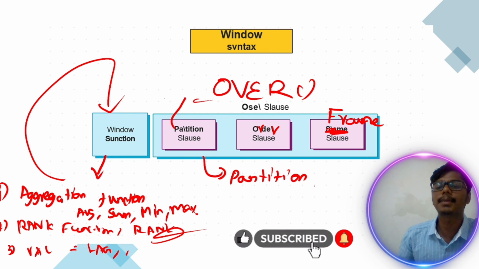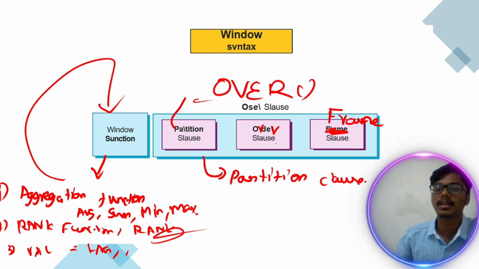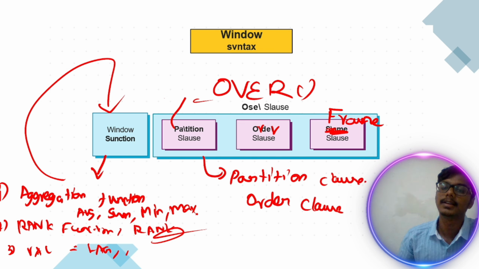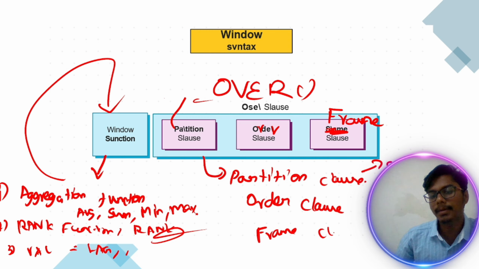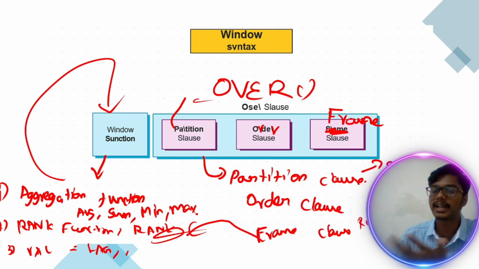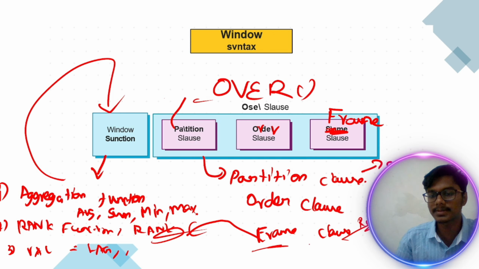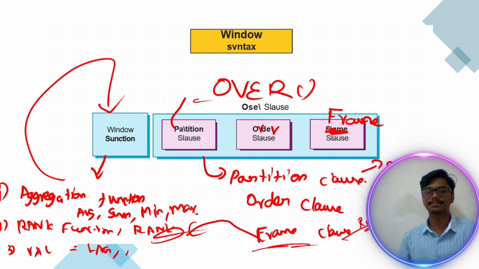Right, it may be the partition clause. Second, it may be the order clause. Partition is which subset of the data you want. And third, it is called the frame clause. It is optional, but mostly it is used with the rank function only. It may be rows preceding, rows unbounded. Likewise, it will come. Many times we don't use the frame clause.